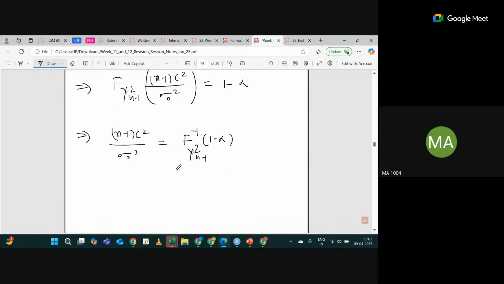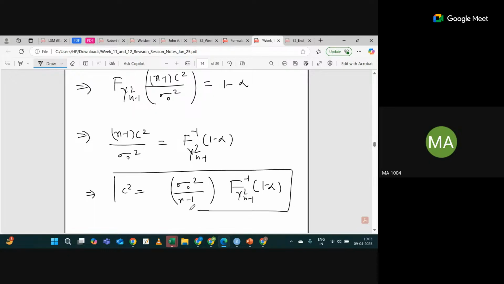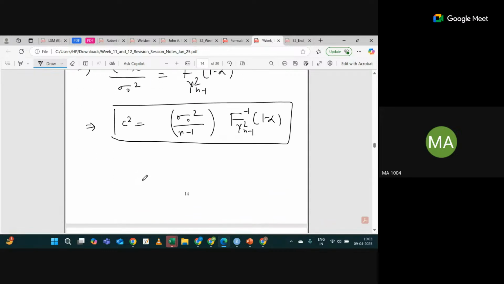What will be the value of c square here? So c square will be sigma naught square divided by n minus 1 times the F inverse of 1 minus alpha of chi-square n minus 1. So from here you will get the value of c square, right? And what is your test? According to your test statistic, if the value of the sample variance is greater than c square, then you will reject your null hypothesis. Otherwise, you will accept your null hypothesis. Is this clear?